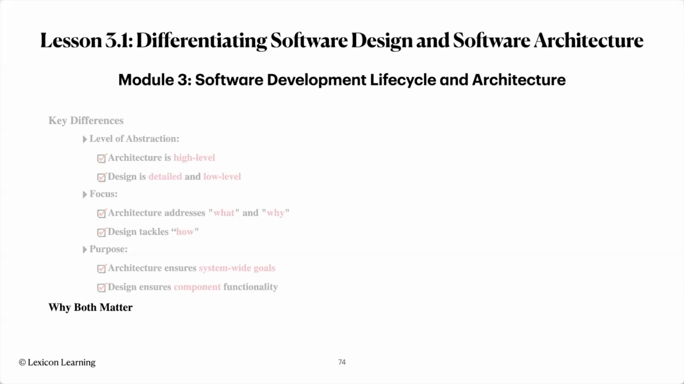Why does it matter? Why both of them matter? The architecture provides a roadmap while the design builds the system's features. Together, they create systems that are functional, scalable, and maintainable. Misalignment between the two can lead to inefficiencies, increased costs, and system failures.